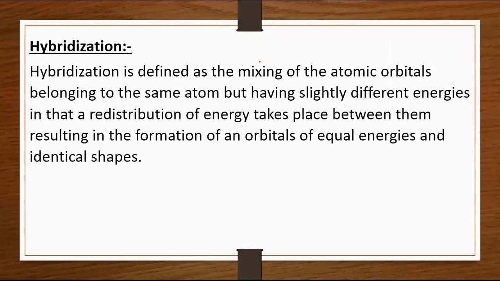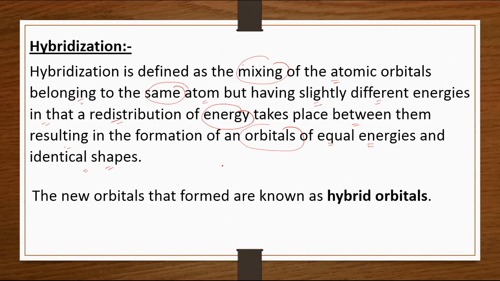Hybridization is defined as the mixing of the atomic orbitals belonging to the same atom but having slightly different energies, in that a redistribution of energy takes place between them, resulting in the formation of orbitals of equal energies and identical shapes. So in hybridization, intermixing of atomic orbitals which have approximately similar energies takes place, and the resulting orbitals have identical shape and identical energies. The new orbitals formed are known as hybrid orbitals.